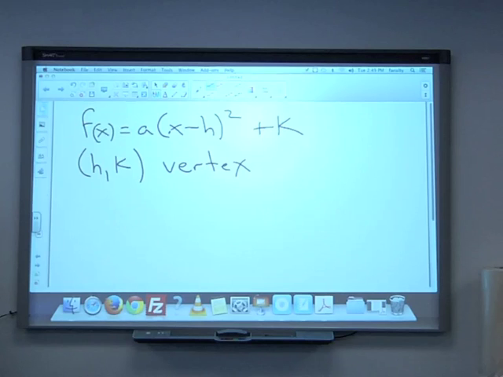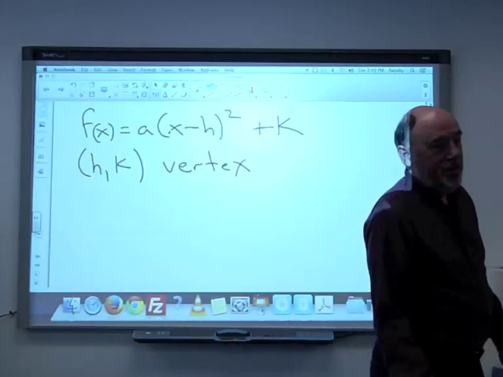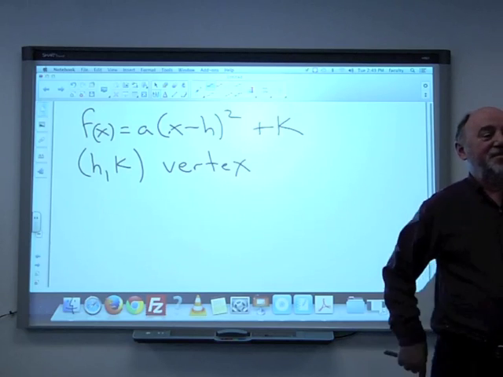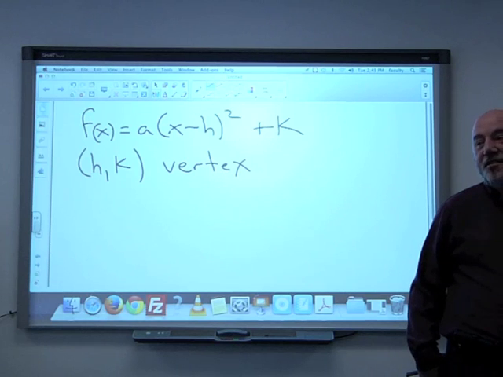A tells you basically how fast it's increasing. So if A is a number like 5, you think about a quadratic as that U shape. As A gets larger, what happens to the U shape? Skinnier. Right? As A gets larger, a larger positive number, that U shape gets skinnier and skinnier and skinnier.